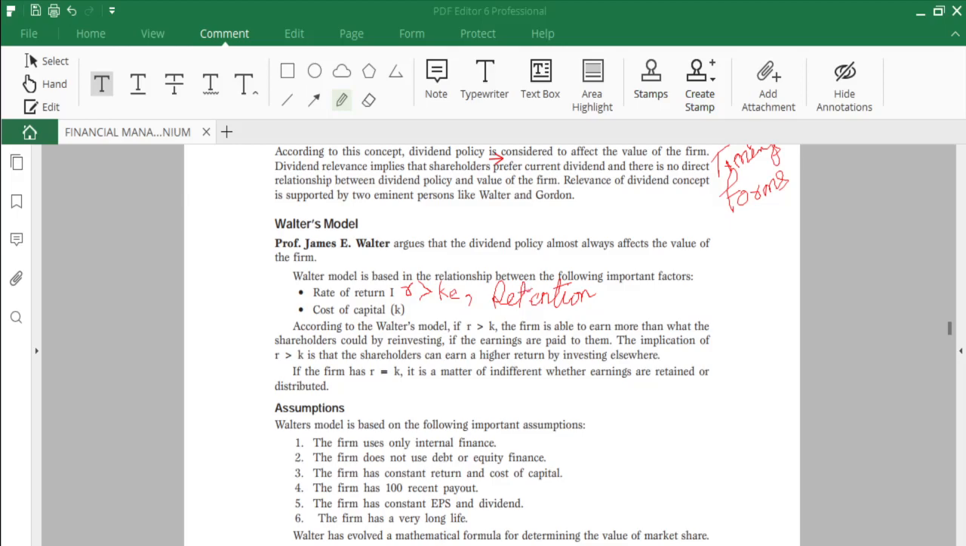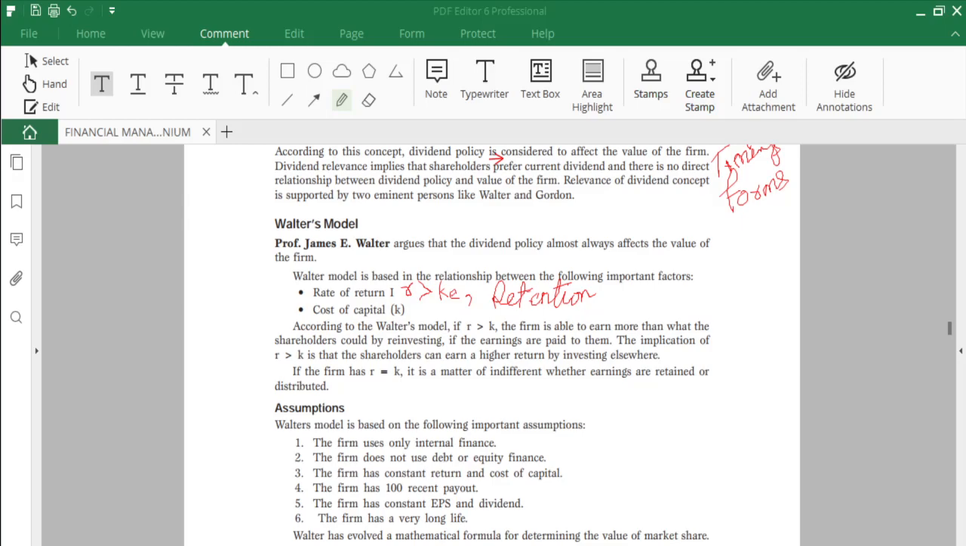What does it mean? That means if the firm is retaining the money, whatever expectation, these two concepts I've already explained in my previous class by giving an example. I hope you have remembered that. So whenever you are using the retained earnings and investing it elsewhere, if the expectation on that investment is more than whatever capital you have already employed, then it is better to go for retention. So if R is greater than KE, you should not go for distribution, rather you should go for retention.